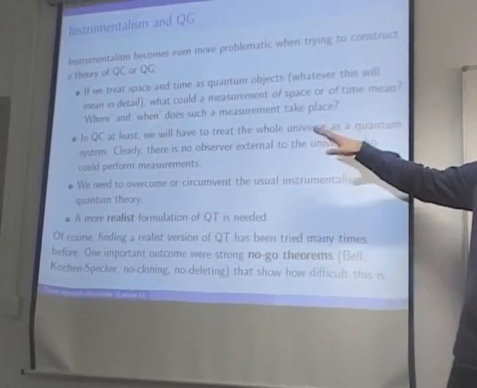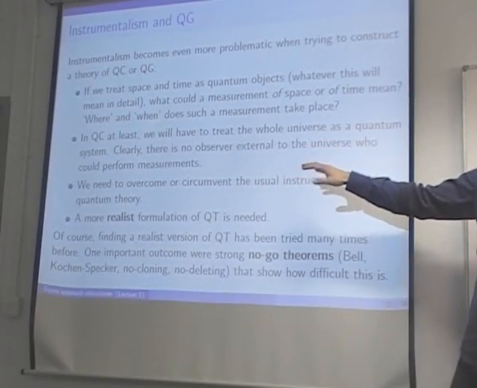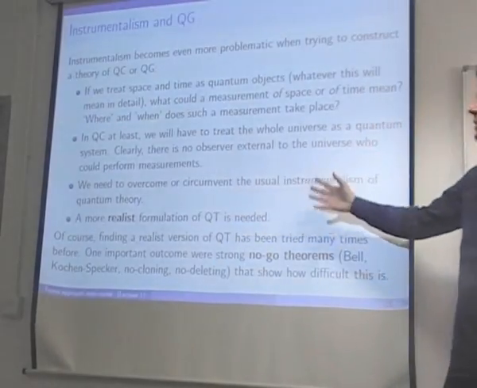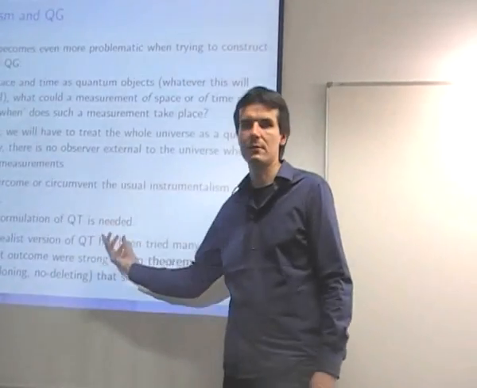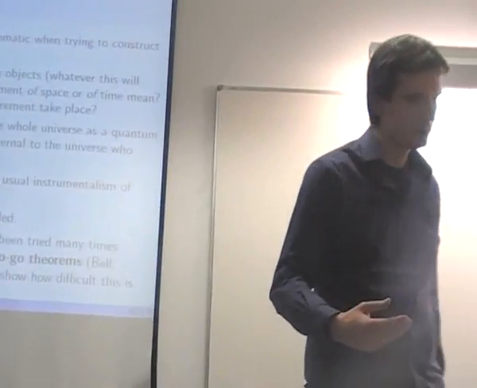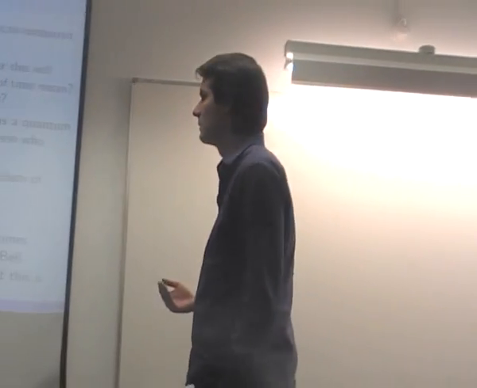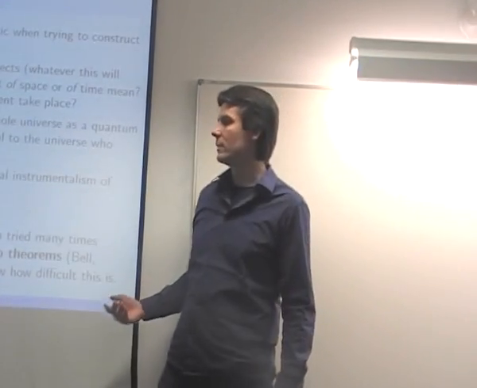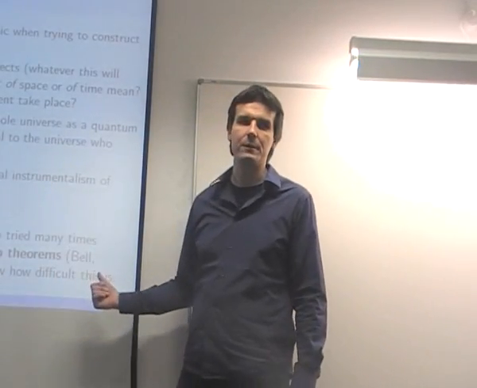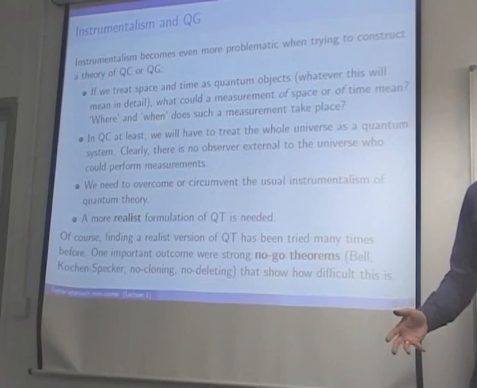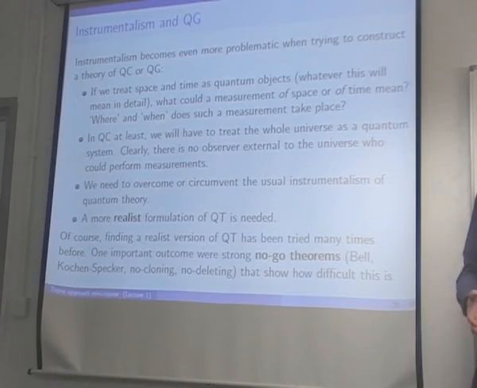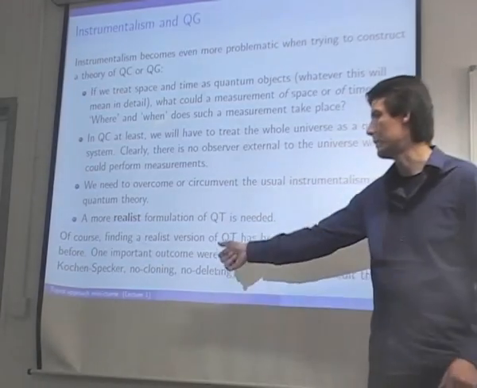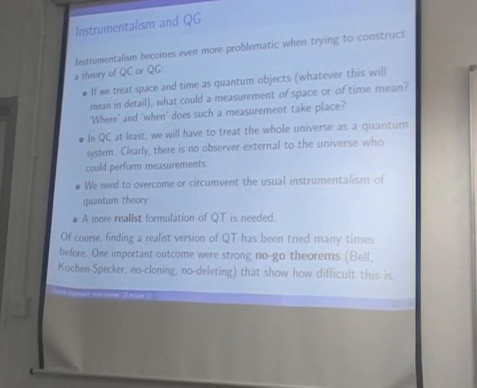Of course, we're by no means the first to say that. This is all well-known stuff. And usually the conclusion is we need to overcome or circumvent instrumentalism, so we need a more realist formulation of quantum theory. And this has been tried. Of course this has been tried. A lot. And the results mostly were strong no-go theorems, which actually tell you, okay, any naive attempt will not do. Many aspects of quantum theory are very different from classical physics, and things like Bell, Kochen-Specker, no-cloning, they're all telling you, okay, you won't get away with any naive realist notion.